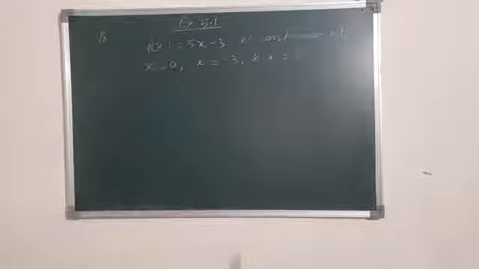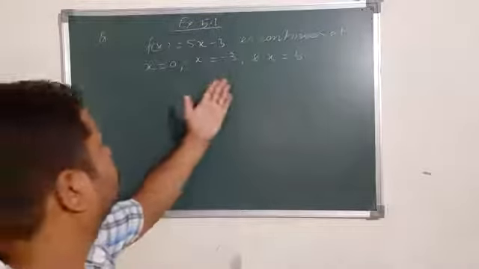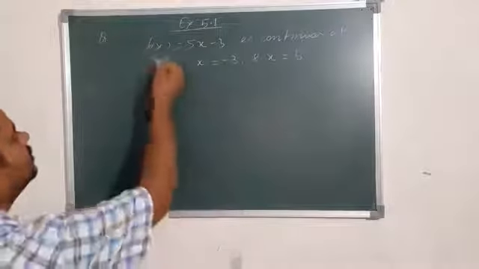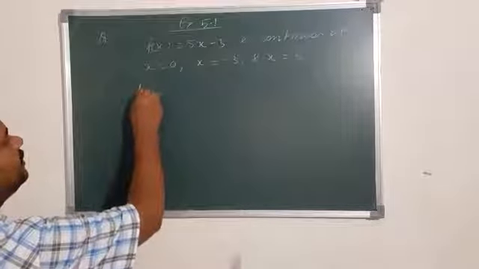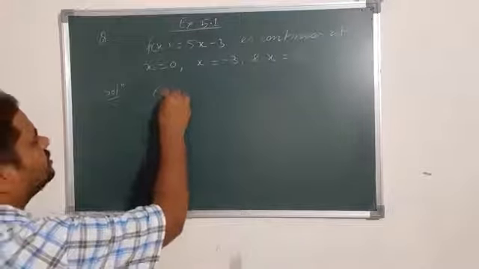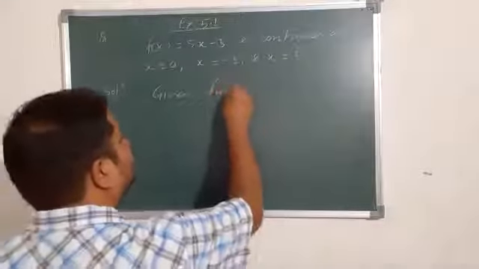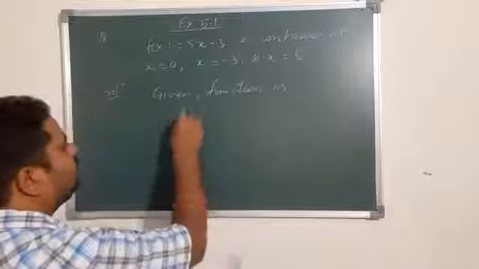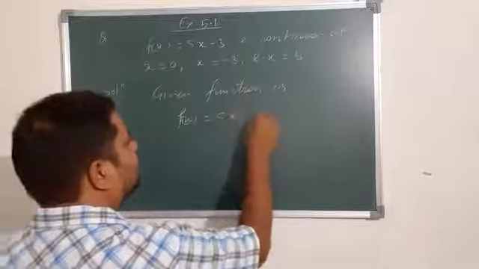So first of all, if at any point we have to discuss the continuity of this function, the rest of them you have to do yourself. So let us see the solution. The given function is f(x) is equal to 5x minus 3.